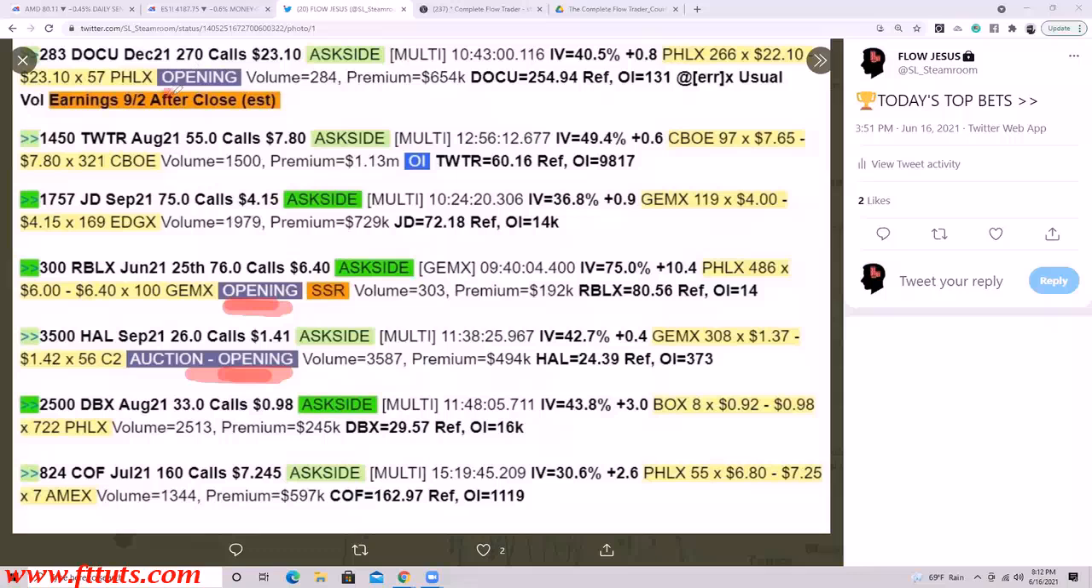This DocuSign was an opening bet, meaning the player opened a new position in the name. Right? So JD, we've been seeing action in JD, right? There's 14,000 of these September 75s. We know by looking at the flow, there's been somebody building a position in these calls. But there is a small chance that this player might have closed, even though it went on the offer.